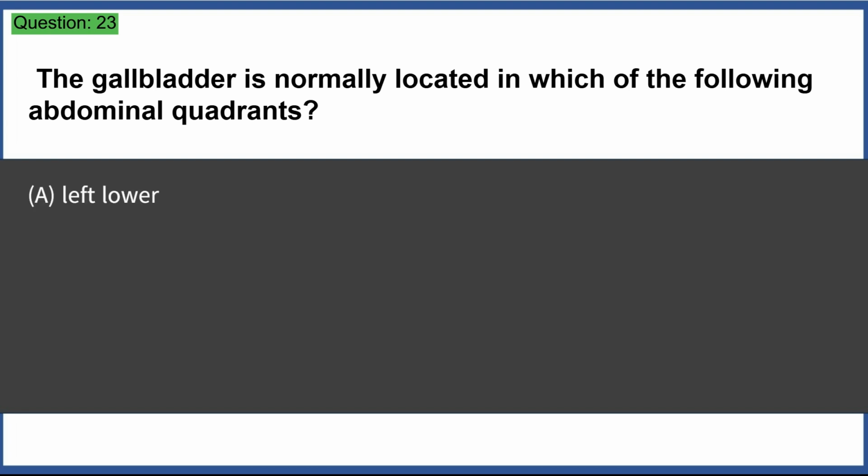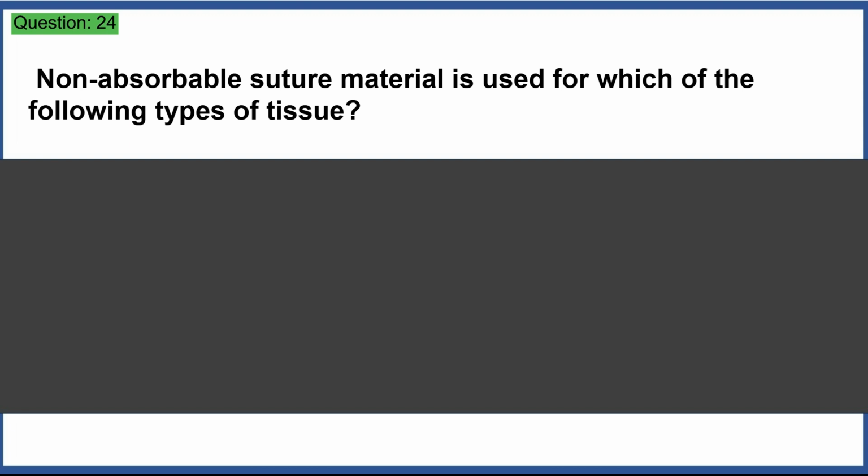The gallbladder is normally located in which of the following abdominal quadrants? A. Left lower, B. Right lower, C. Right upper, D. Left upper. Answer: C. Right upper. Non-absorbable suture material is used for which of the following types of tissue?